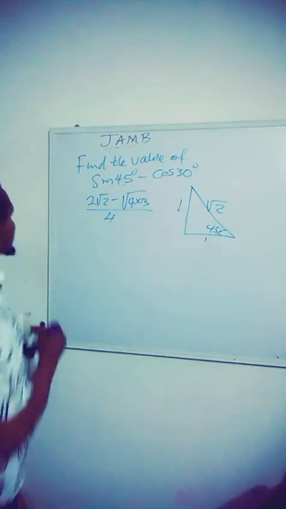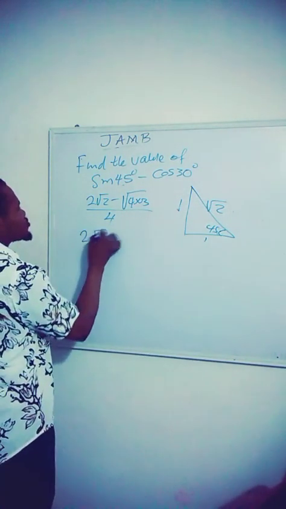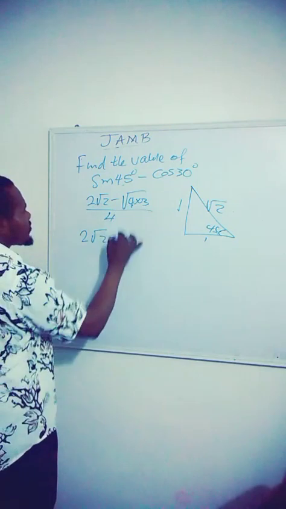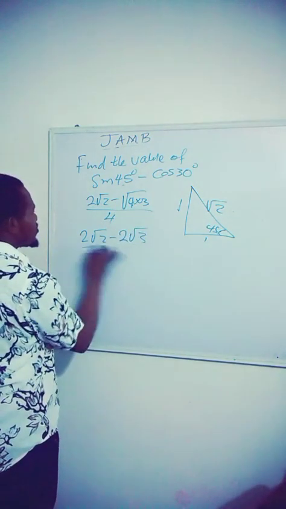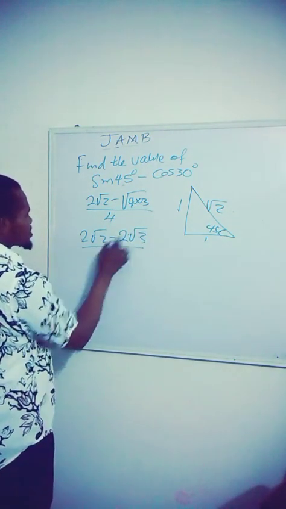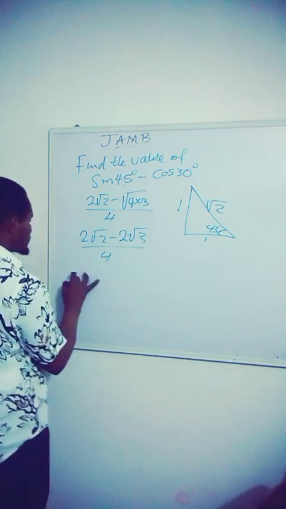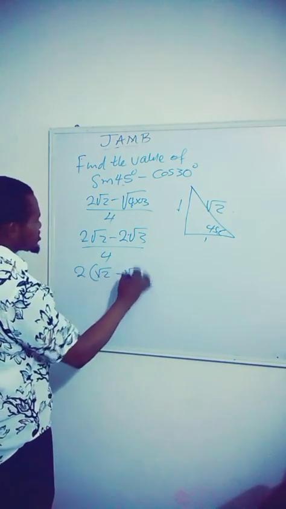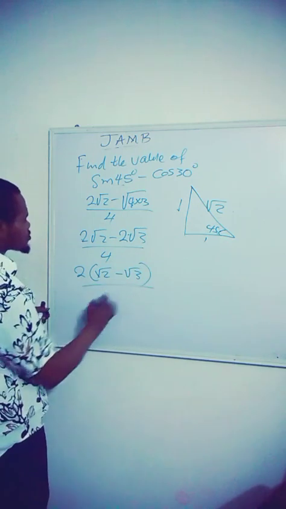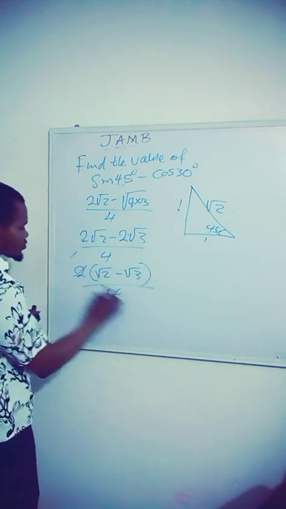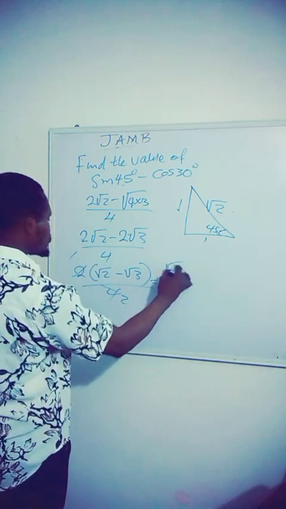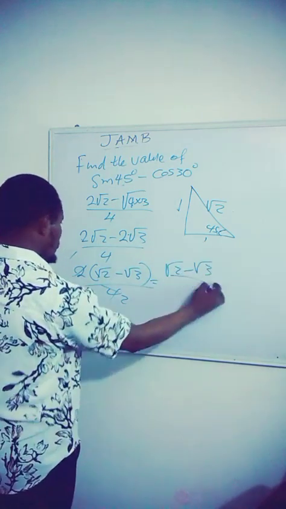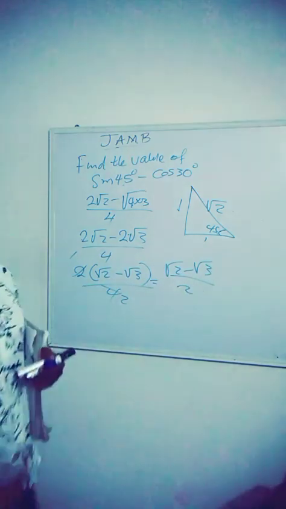So now we can say 2 root 2 minus square root of 4, 2 root 3 over 4. Something is common. 2 is common. We can factorize 2 into root 2 minus root 3 all over 4. 2 here 1, 2 here 2. Final answer is root 2 minus root 3 over 2. That is how we roll.